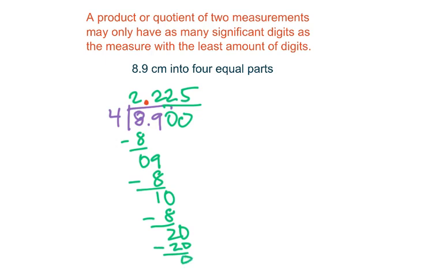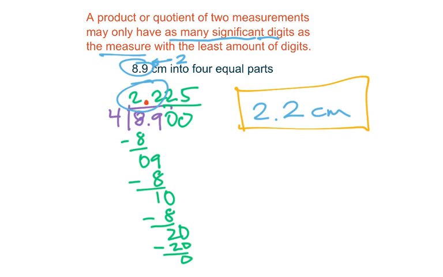However, this is how this works. Think about what it says. It says it can only have as many significant digits as the measure. Well, what was our measure? It was 8.9, which only has 2, right? This only has 2 significant digits. So my product or quotient, in this case a quotient, can only have 2 as well. So even though I know it's exactly 2.225 centimeters, I'm going to call it just simply 2.2 centimeters. And I can kind of get behind that one. Yeah? Let's try another idea.